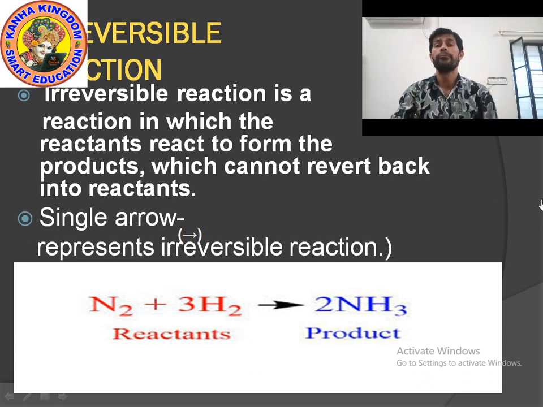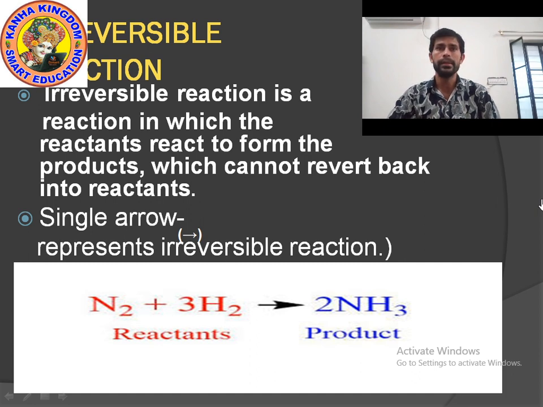It means when two reactants react with each other, they give out a new substance which is known as product, but we cannot reverse it. We cannot get reactants with the help of that product. That reaction is known as irreversible reaction. And to show the irreversible reaction, we use a single arrow. As you can see on the screen, single arrow.